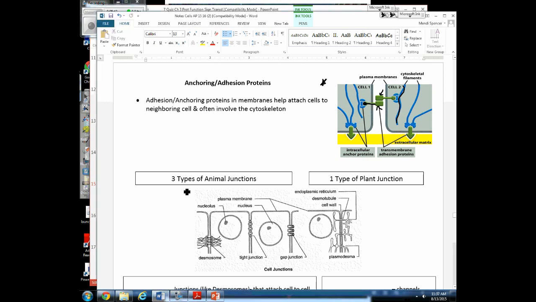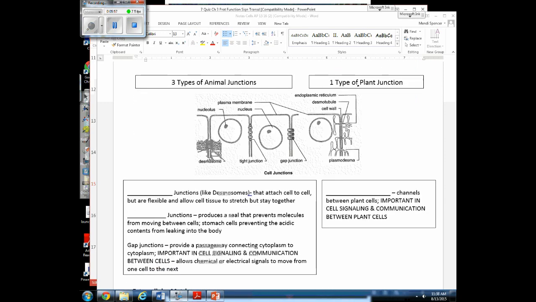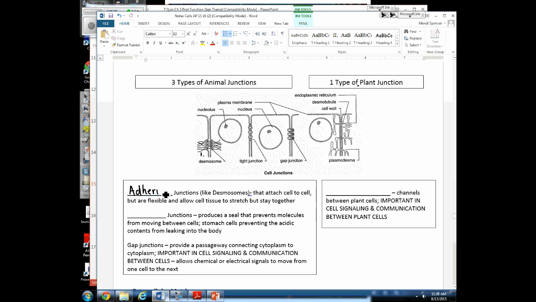Now I want to talk about the 3 types of animal junctions where there's membrane proteins that are binding these cells together, and then there's one type of plant junction to know. This diagram is out of your Cliff's Notes review book, and it gives you the 3 types of junctions that we find between animal cells. So we have adhering junctions, there's tight junctions, and there's gap junctions.